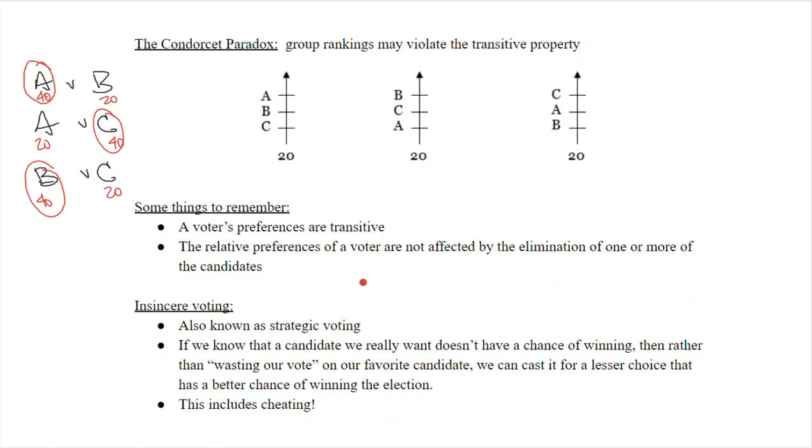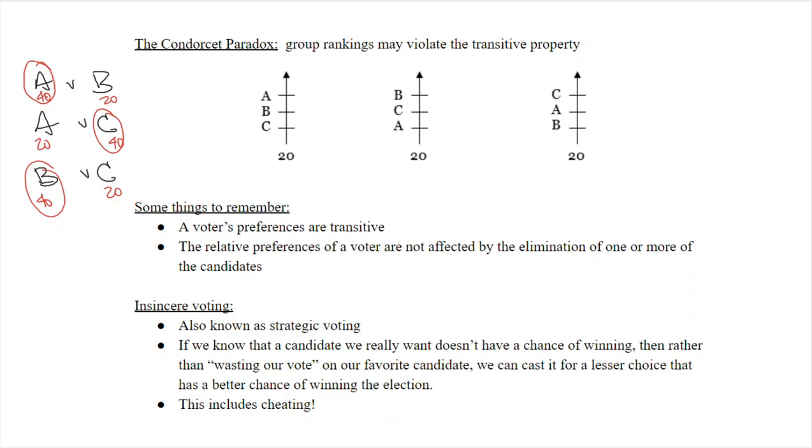So if it was just A and B, A is preferred. If it's A and C, C is preferred. If it's B and C, B is preferred. And there's kind of this circular little reasoning. They prefer A over B, prefer B over C, and then prefer C over A. So the group rankings are not transitive. But things to remember: an individual voter's preference is transitive, and the relative preference of voters are not affected by eliminating a candidate.